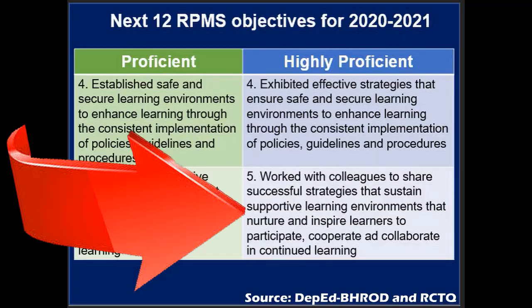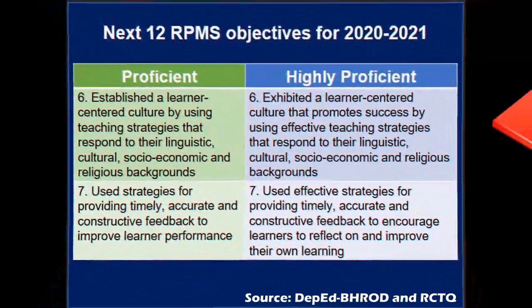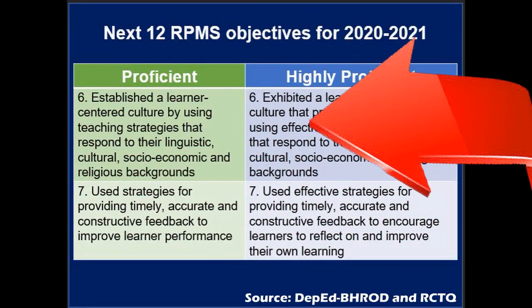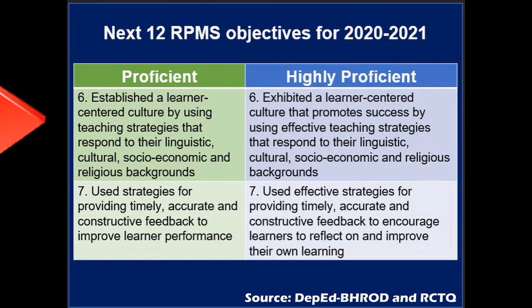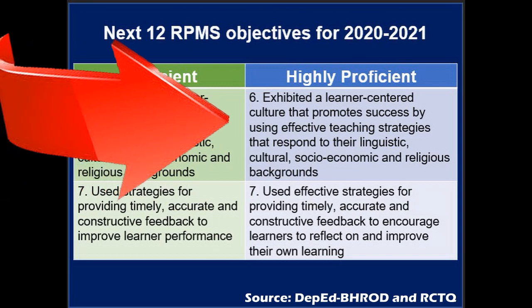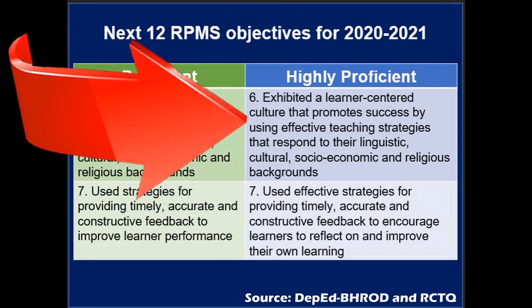The sixth indicator for the proficient teacher is to establish a learner-centered culture by using teaching strategies that respond to their linguistic, cultural, socio-economic, and religious backgrounds, while the highly proficient teacher is expected to exhibit a learner-centered culture that promotes success by using effective teaching strategies that respond to their linguistic, cultural, socio-economic, and religious backgrounds.